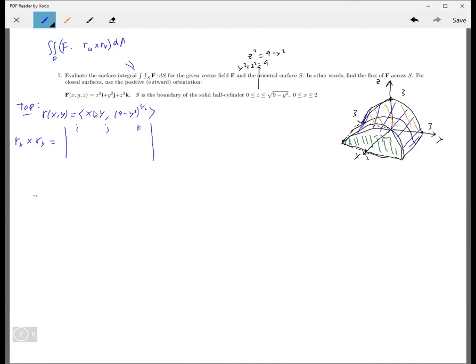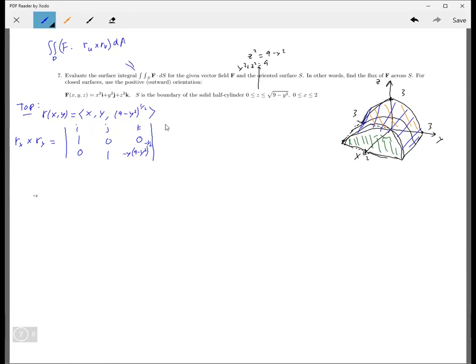So R_x, you're taking the partial of this with respect to X. I like that one a lot, because that's just 1 and then 0, 0. Those are both 0. Yay. And then R_y would be 0 and then 1. And then this one, this is the worst. That's negative y times 9 minus y squared to the negative 1/2.